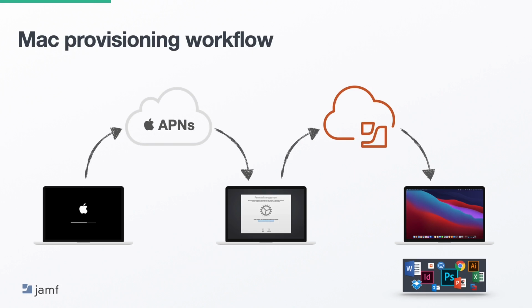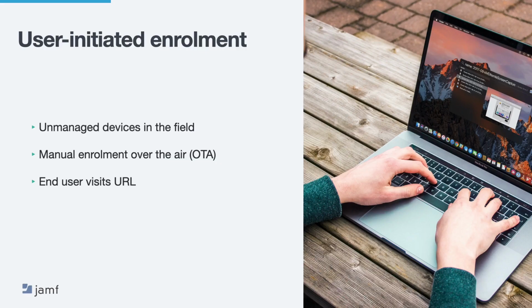Now, to recap, this is the workflow that we just saw. This takes out the manual labour for a brand new device. The device turns on, it talks to Apple's push notification service, we see the remote management notification, which means the device is talking to Jamf Pro, and then finally permissions, restrictions and applications all come down over the cloud, which was pre-approved by IT. This is the preferred way to enroll new devices out of the box.